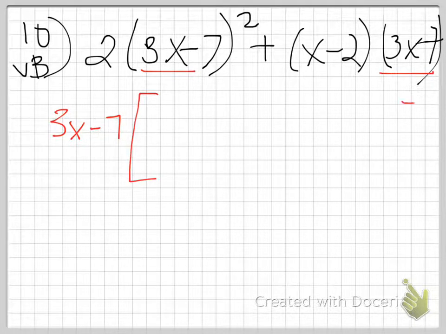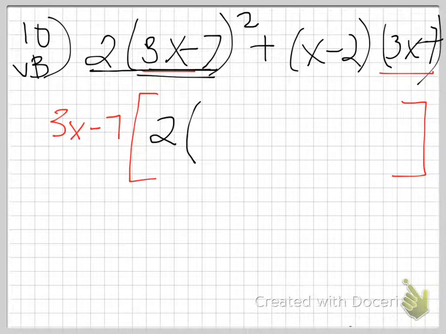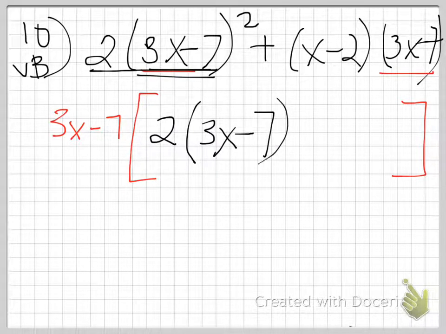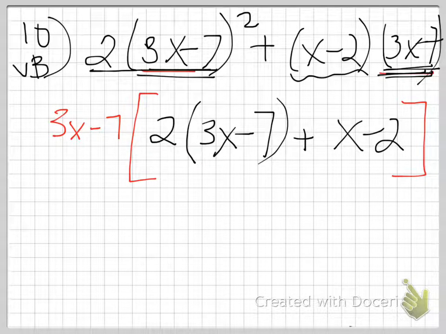Okay, and what's left on the inside? Well, if I take out a 3x minus 7 from this term, I have a 2 left. But there's also another 3x minus 7 because it was 3x minus 7 squared, and I only took out one factor of 3x minus 7. So I have that. And then if I take out the 3x minus 7 from here, I'm still left with the x minus 2.